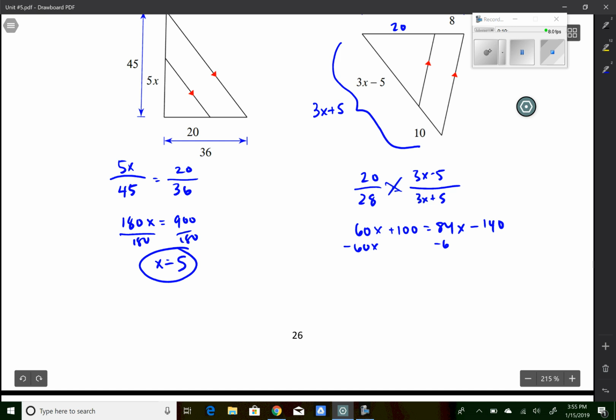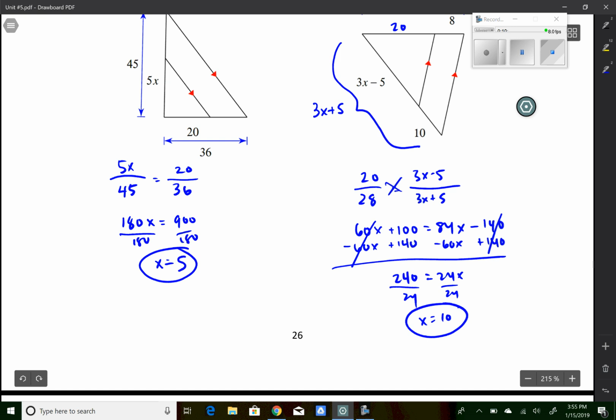So I'm going to move the 60 over to the other side. Having a positive x just kind of makes everything easier, which would make me have to move the 140 to the other side. Yes, you could do all that in one step. All right. So then we have 240 is equal to 24x, divided by 24, and x is equal to 10. Hopefully you got all those right in the OYO questions from class.